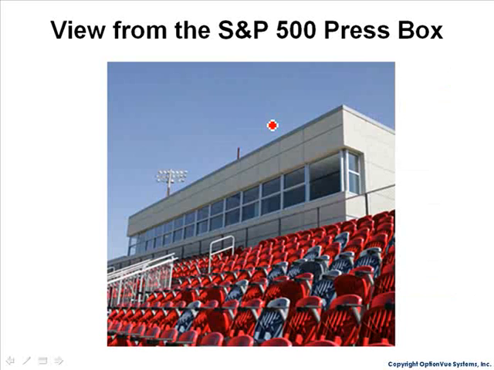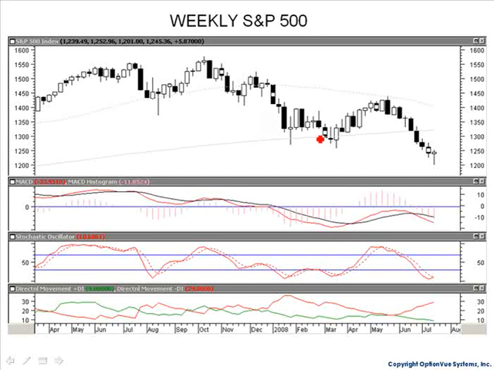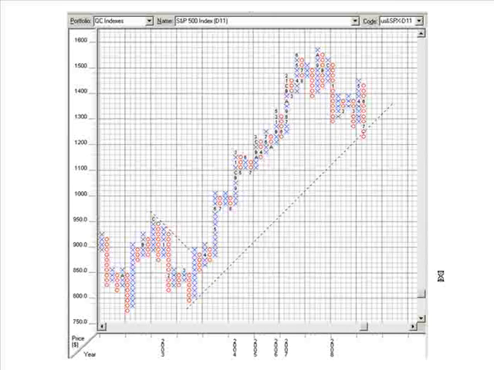Let's take a look at the markets real quick. Then we'll go to earnings a little bit here. View from the S&P press box. We can see that on the weekly chart, the S&P is making a nice little bullish tail there, combined with the MACD divergence and the stochastics little tick up. We're looking at a possible bottom here. We are very much on the alert for a bottoming market.